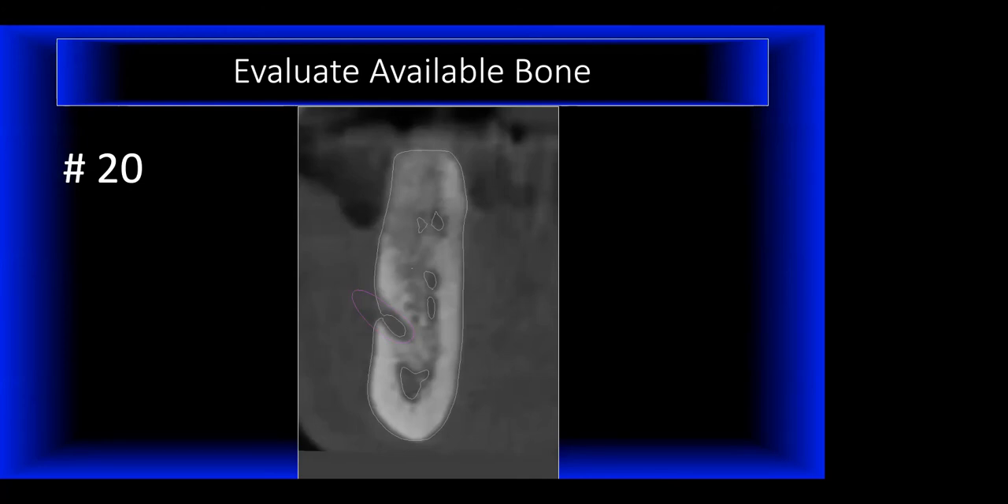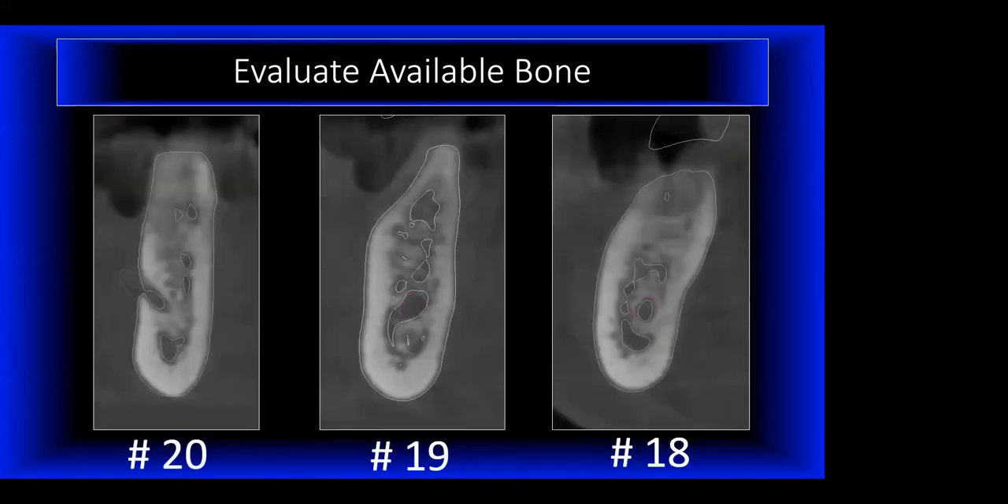Secondly, immediate implants. If you place an immediate implant, this is an area of high incidence of neurosensory impairments. So be very, very careful. The studies show in about 1/3 of the patients, the mental foramen is actually superior to the apex of the first or the second bicuspid. So be very careful with that. So what you want to do is evaluate the available bone. Here I have number 18, 19, and 20. You can see number 19 is certainly a defect.